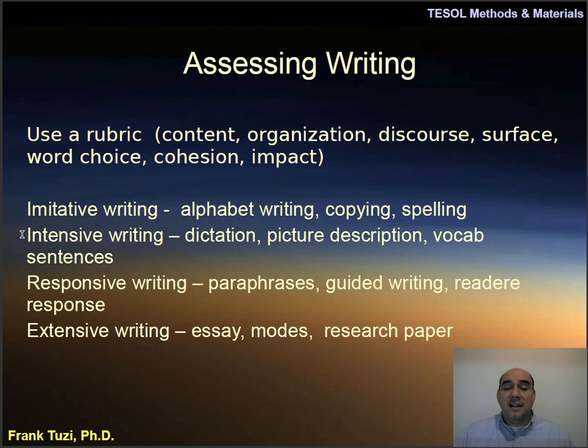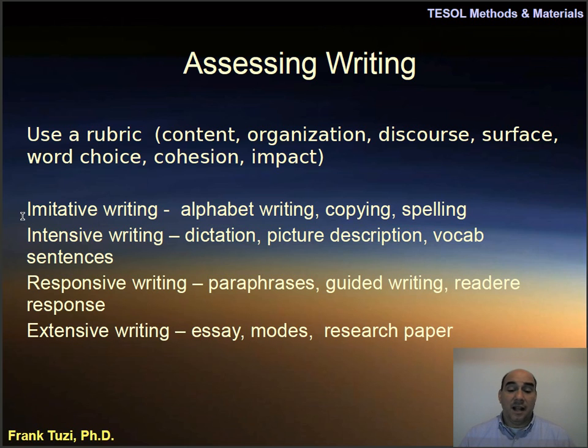One is imitative writing. In other words, they're just copying. They're just spelling. They're just writing the alphabet, right? Okay. Intensive writing, again, is a dictation, or they're going to describe a picture. They're going to create sentences out of vocabulary. It's more intensive. It's not the bigger picture, right? Responsive writing. They'll read something and then they respond. They read something and then they paraphrase or they summarize. Maybe you give them a guided writing. Maybe it's a reader response type of activity.